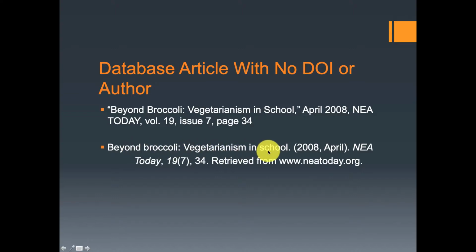So the title, then we have the date, then we have where, which is the NEA Today in italics, comma, volume, issue number, comma, page 34, again no P. Because we don't have a DOI, we have to say retrieve from. And then where did we get it? We got it from neatoday.org.